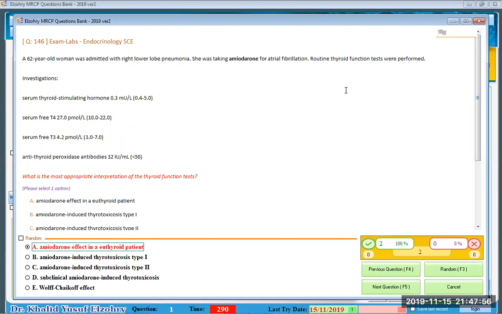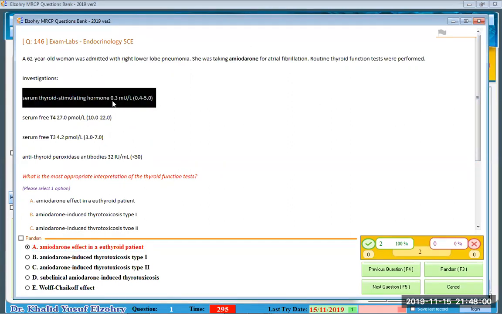Another clue for this question: TSH suppression is just low, not low normal, just below the lower limit of normal. But in the previous scenario, TSH was less than 0.1. That is the suppressed TSH. So with a mild decrease in TSH, we must suspect a possible amiodarone effect on a euthyroid patient.